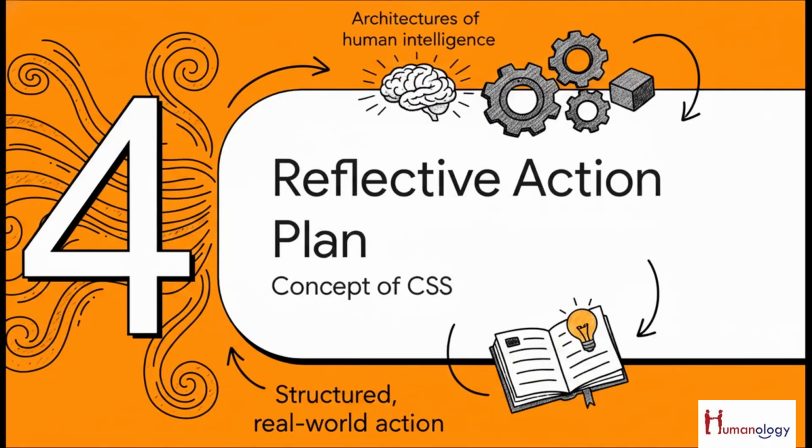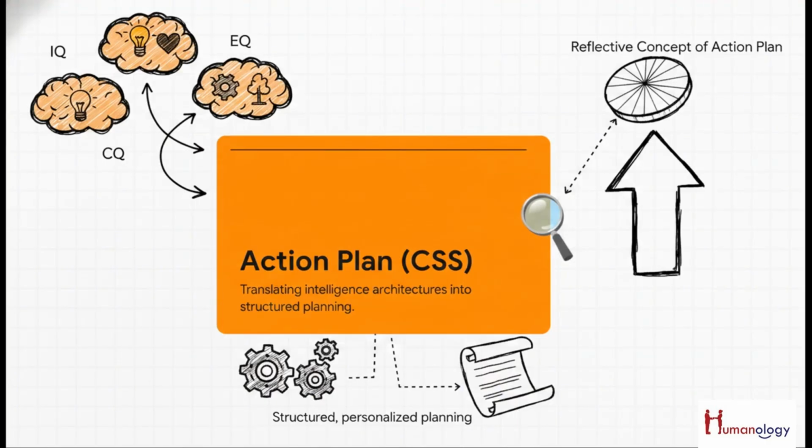And this brilliantly illustrates how all this abstract theory ultimately translates into structured action, bringing us to Section 4, the Reflective Action Plan, or the concept of CSS. The source material introduces a very specific actionable term here, the Reflective Concept of Action Plan, abbreviated as CSS. This is the ultimate destination where all those previous concepts, IQ, EQ, CQ, and the multiple intelligences, finally converge. It's where the rubber meets the road.